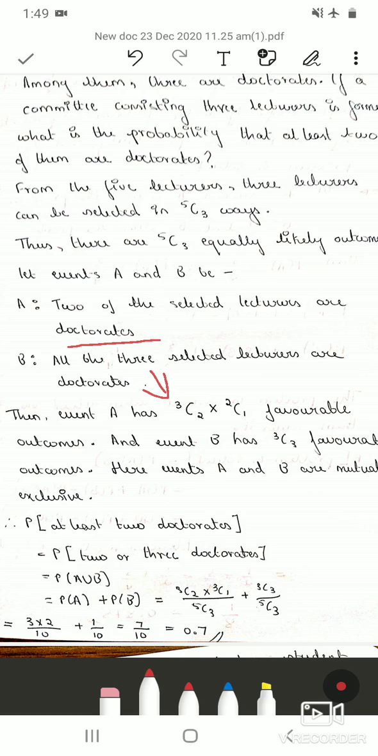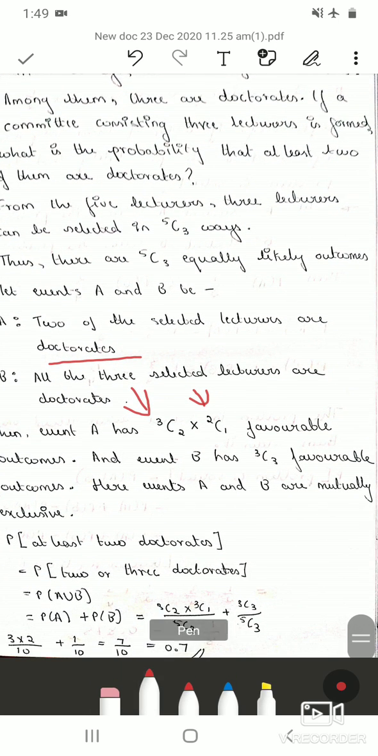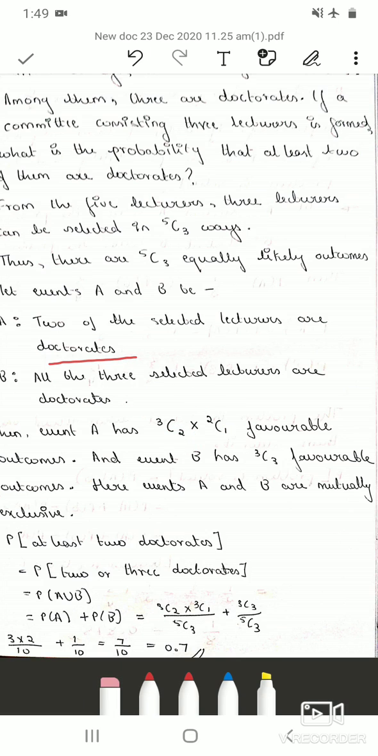So therefore 3C2 and 2C1, which represents there are 5 lecturers, among them 3 are doctorates. So the remaining 2 will be lecturers who do not have a doctorate. Therefore among these 2 we are choosing 1, because among the 3 we have already chosen 2 who are doctorates. So we are left with 1. Therefore among the 2 non-doctorate lecturers, we are choosing 1. So we can choose it in 2C1 ways.